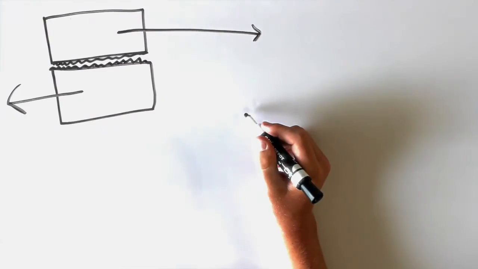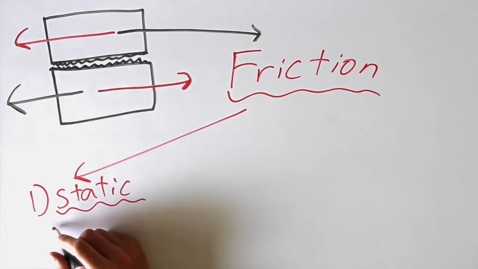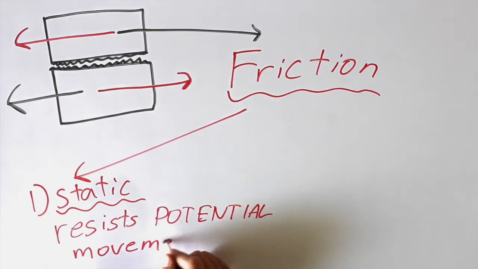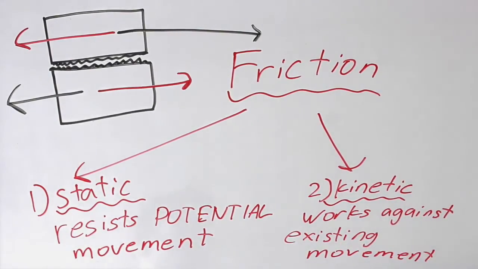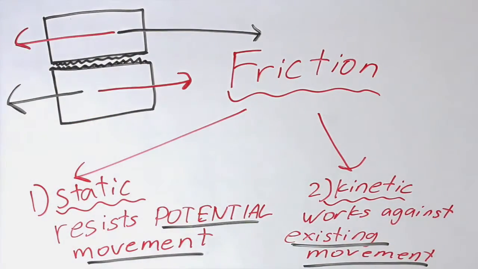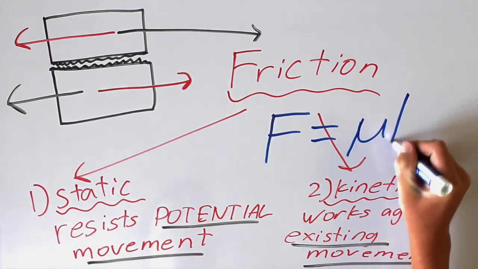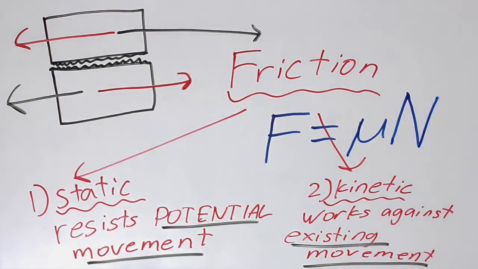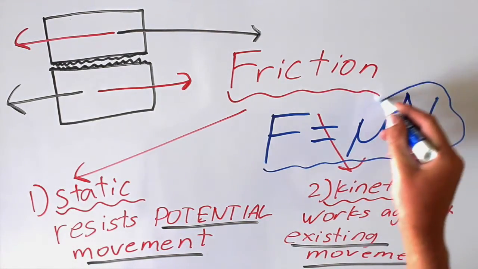To summarize, friction is the force working against movement. There are two types of friction: static friction, which works to keep objects in place, and kinetic friction, which works to slow objects down. Static friction is always greater than kinetic for a certain surface. To solve for friction, you use the equation frictional force equals coefficient of friction times the normal force, or F equals mu N.